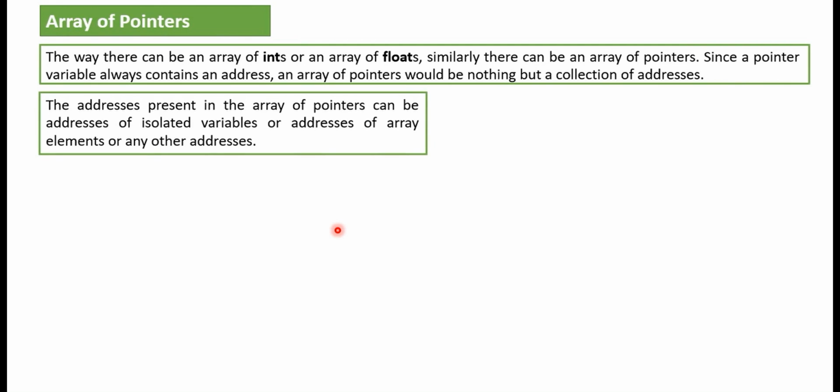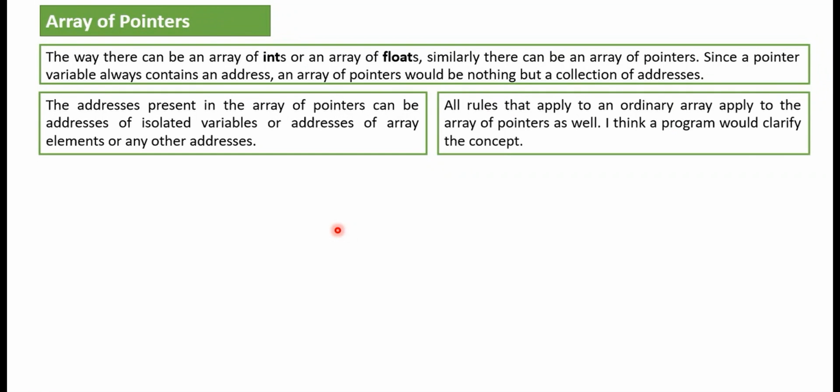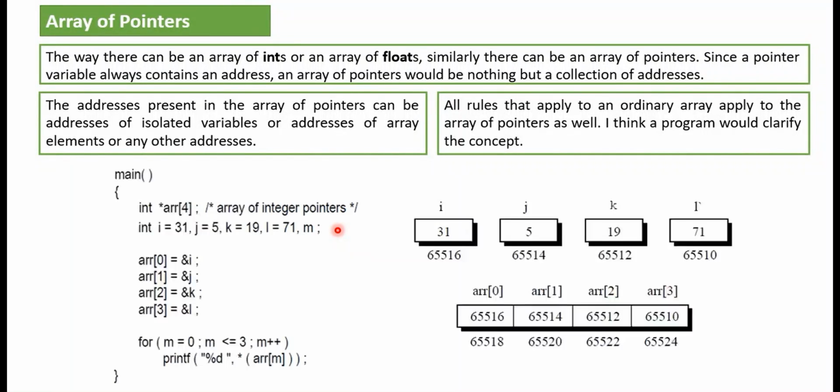So the addresses present in the array of pointers can be addresses of isolated variables or addresses of array elements or any other addresses. All rules that apply to an ordinary array apply to the array of pointers as well. I think a program would clarify this concept. So you can see this is the program in which we have the array of integer pointers.